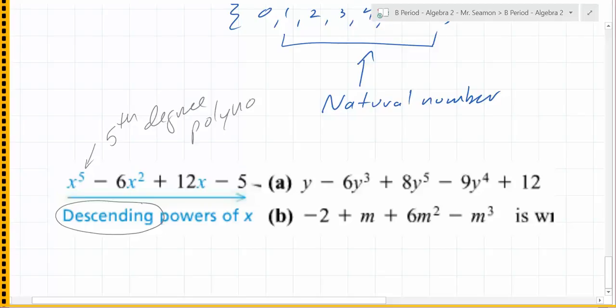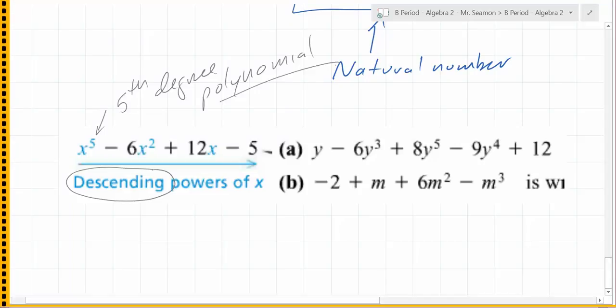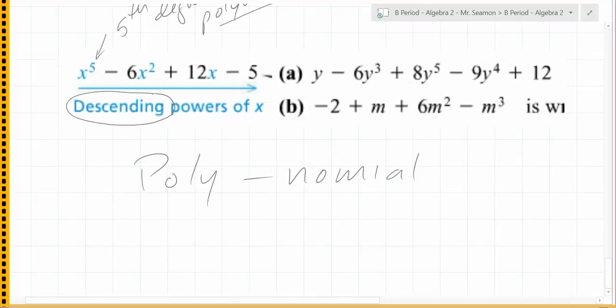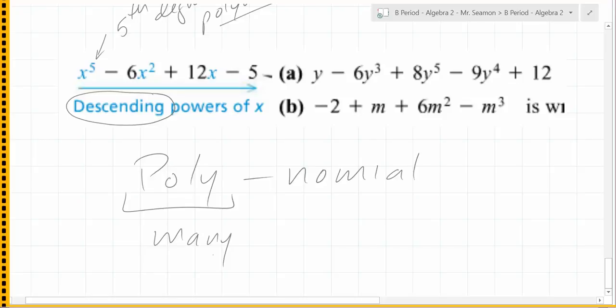What's the first piece of the word polynomial? Poly. And what's the second part? Nomial. What does poly mean? Many. And nomial, I think it's piece. I can't remember the exact definition, but the idea is that many pieces are glued together.